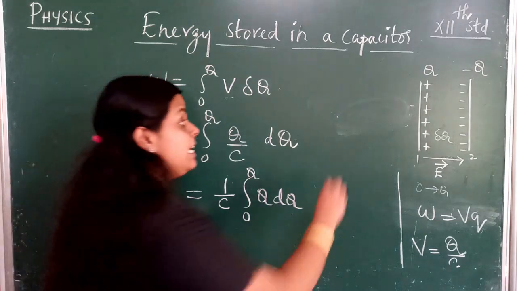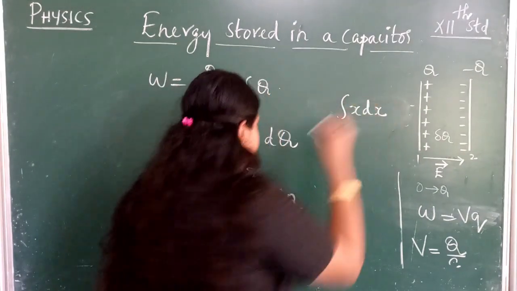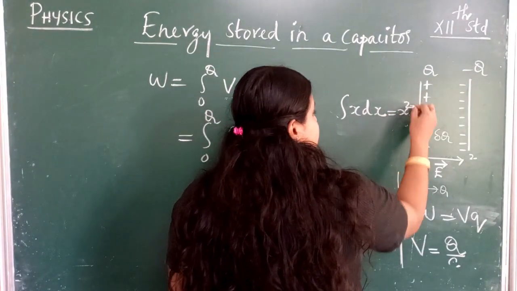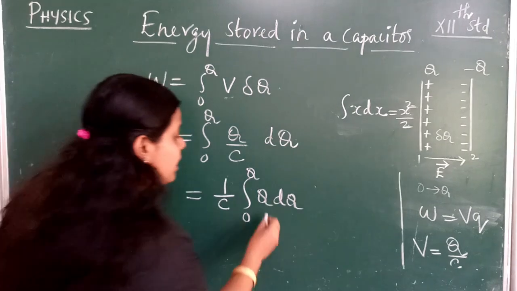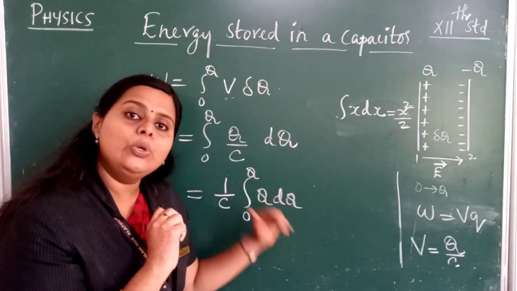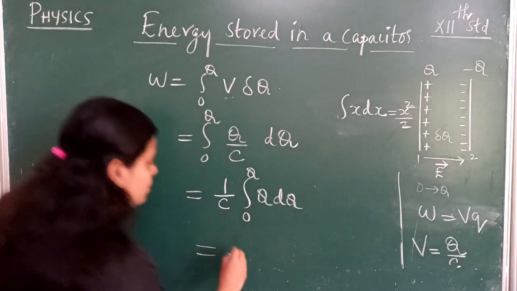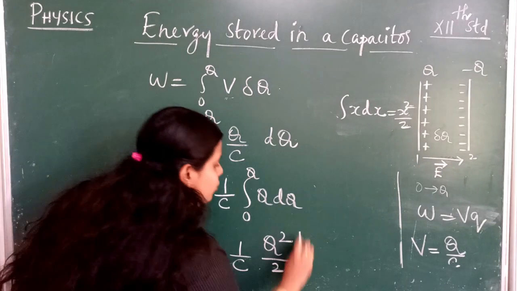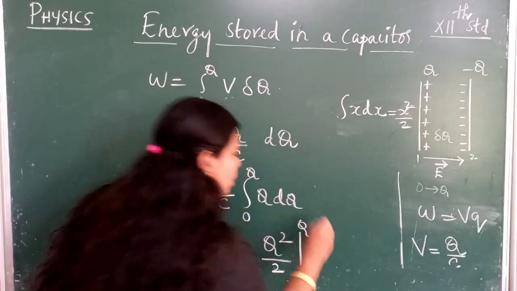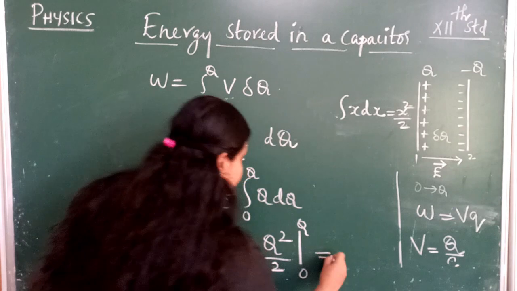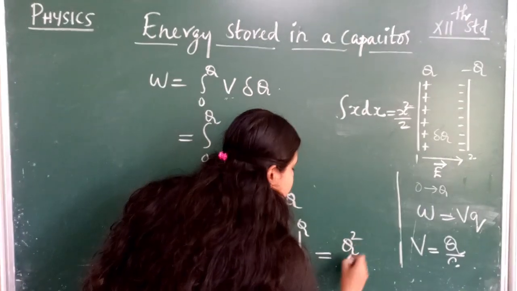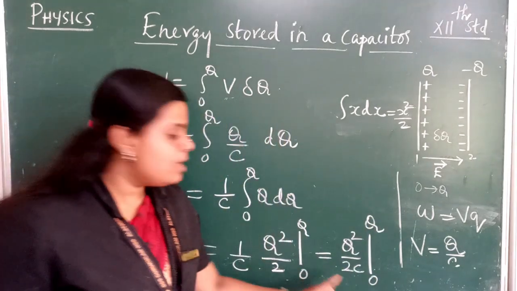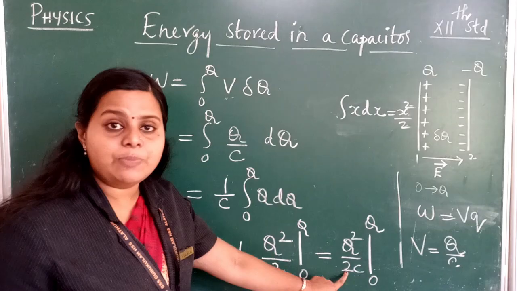So what is integral x dx? Integral Q dQ പോലെയല്ലേ? Integral x dx is equal to x square by 2. അപ്പോൾ അതേപോലെ integral Q dQ നെ എന്ത് എഴുതാം? Q square by 2. So the expression will be 1 by C into Q square by 2. Also we have to apply the limits, that is from 0 to Q. Okay, so this will be Q square by 2C, 0 to Q. 0 to Q എന്ന് പറയുന്ന ലിമിറ്റ്സിന് നമുക്ക് ഈ എക്സ്പ്രഷനിൽ അപ്ലൈ ചെയ്യാം.